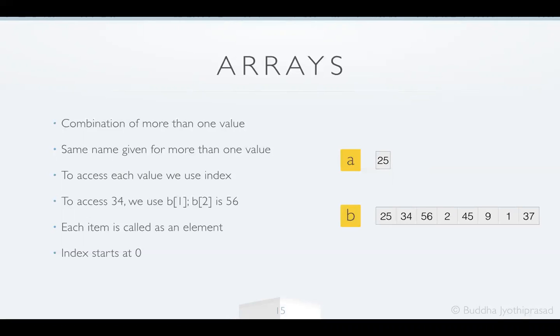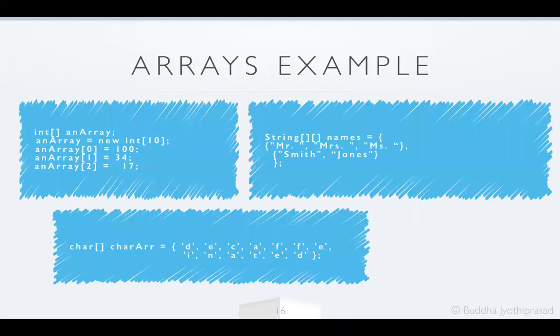Let's say for example there is an array of size 10. That means the last element will be b of 9. So that's how arrays can be used. Arrays are typically used to store multiple values together. I'll show you how to create different arrays using different terminology. As I said, arrays can be used to store multiple values of the same data type, right?